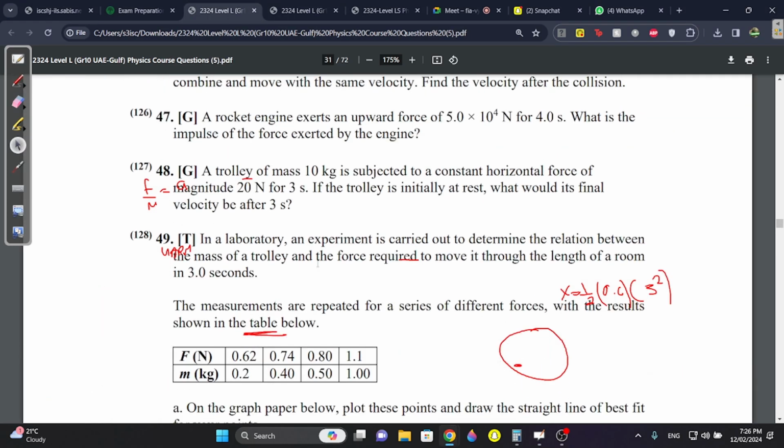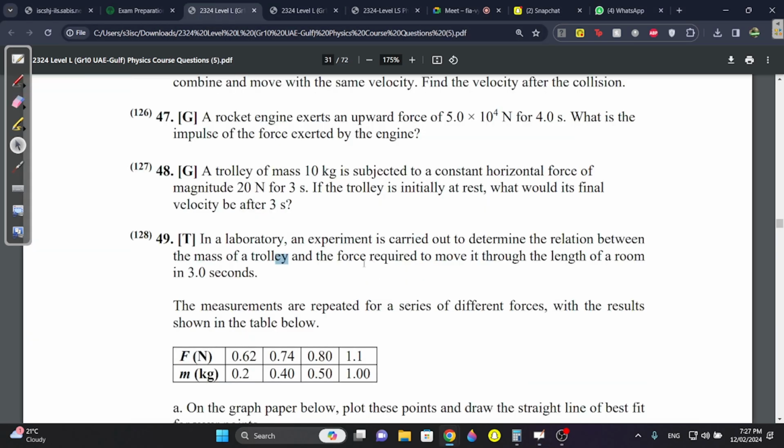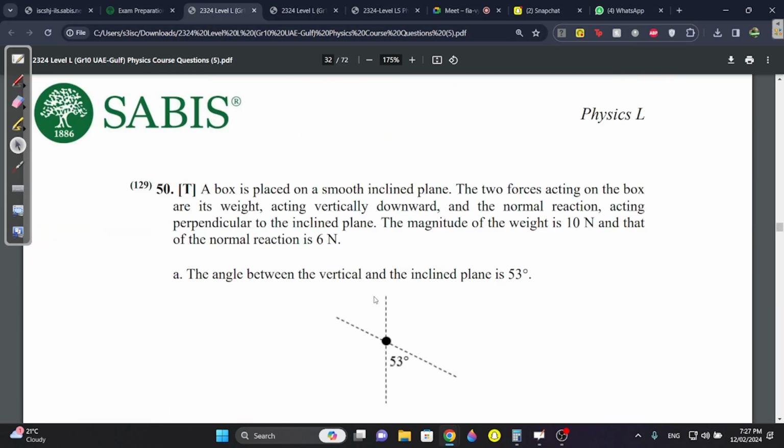They said it somewhere. Yeah, 3 seconds. And then x equals half at squared. You just multiply these and you get 2.7 meters. So this question really tests you in everything.